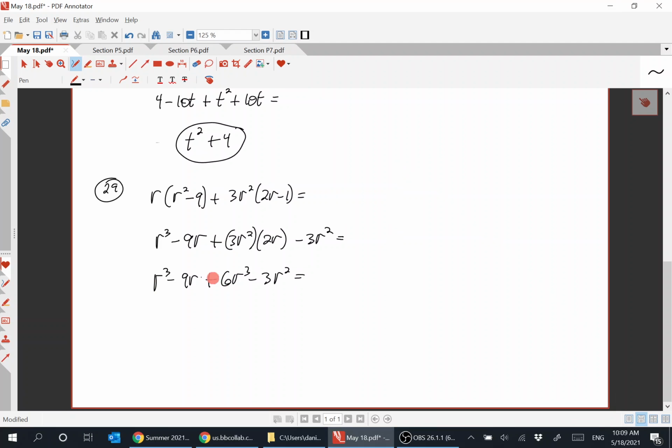Collect the terms with the same power of r. So I have 6r to the third and 1r to the third gives me 7r to the third. r squared, I just have the 3. And then the 9r. And that's everything.